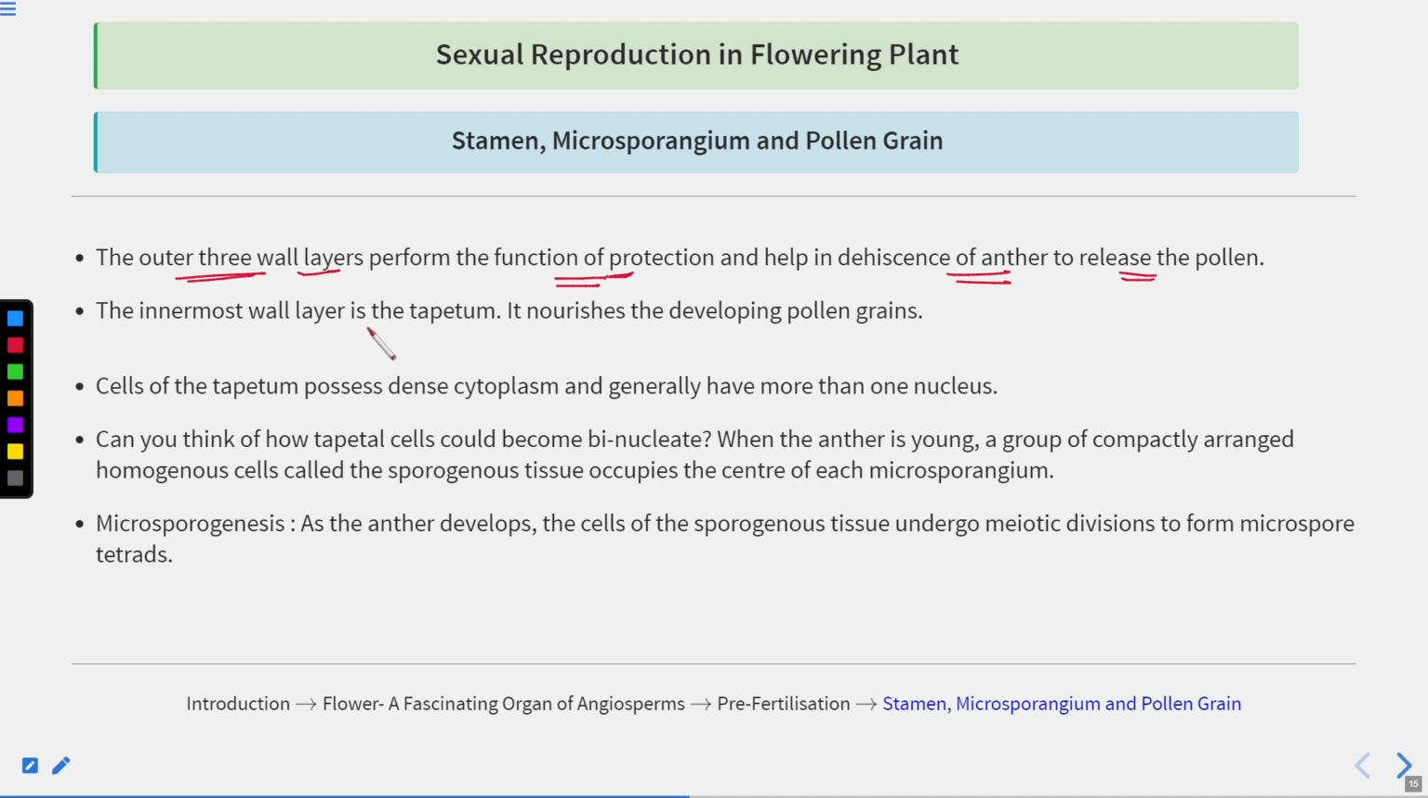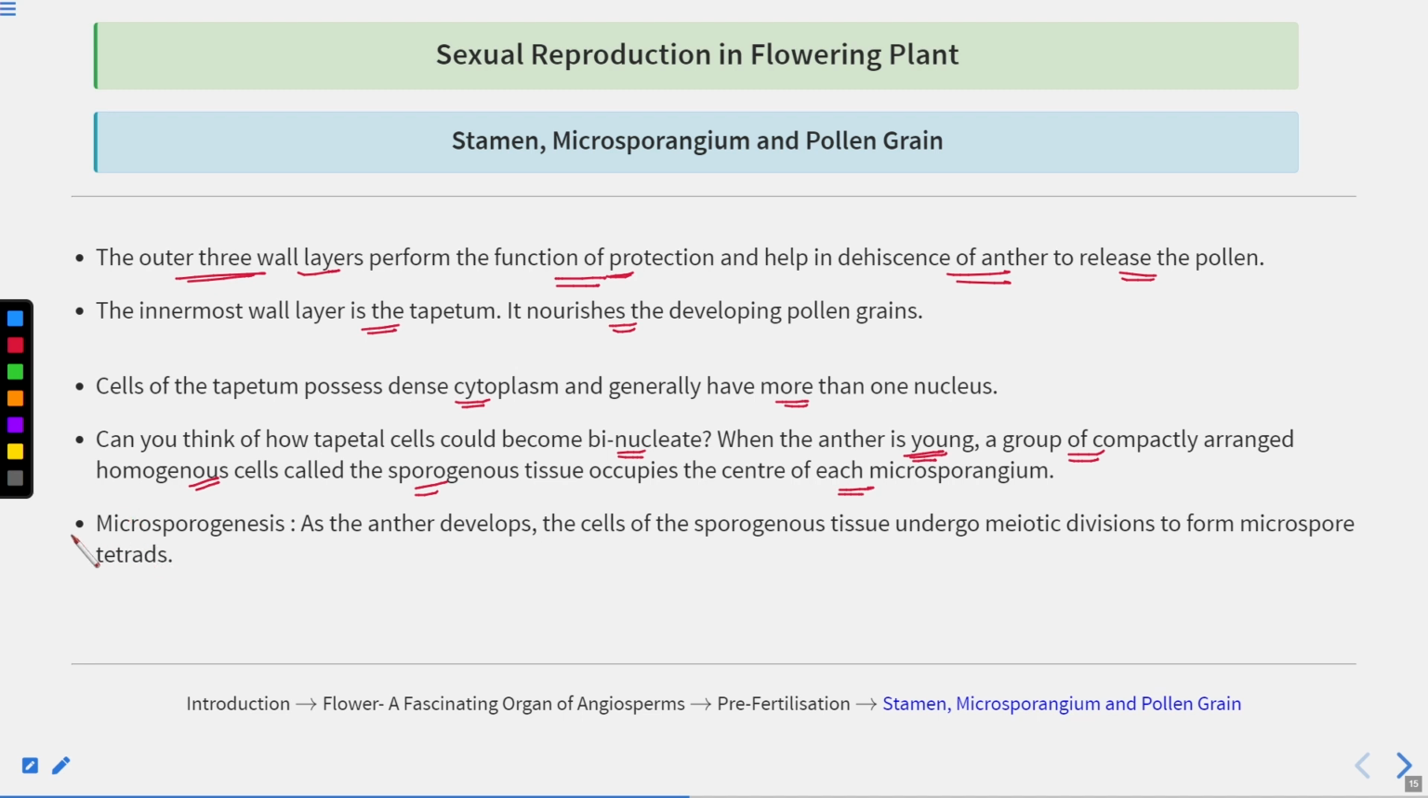Now the innermost layer, which is known as the tapetum, what is the function of the tapetum? It helps in the nourishment of the pollen grains. Now the cells of the tapetum possess dense cytoplasm and generally have more than 1 nucleus. Okay, now there is a question: can you think how a tapetal cell would become binucleate? Now when the anther is young, a group of compactly arranged homogeneous cells known as the sporogenous tissue occupies the center of each microsporangium.